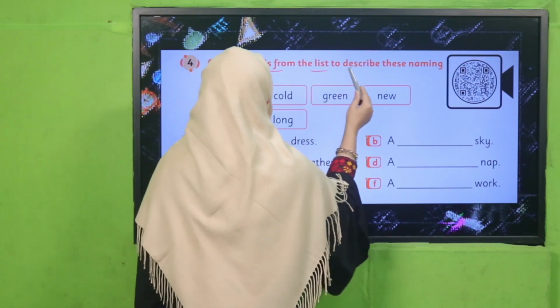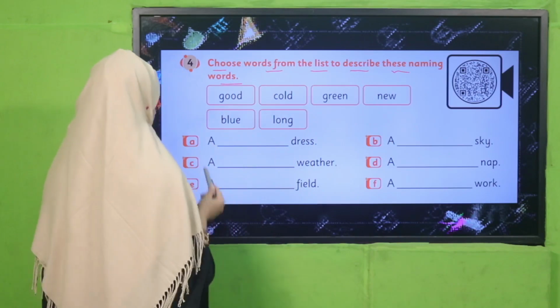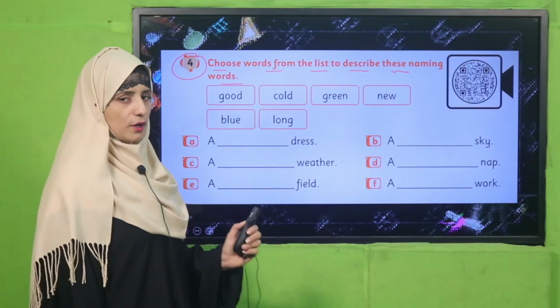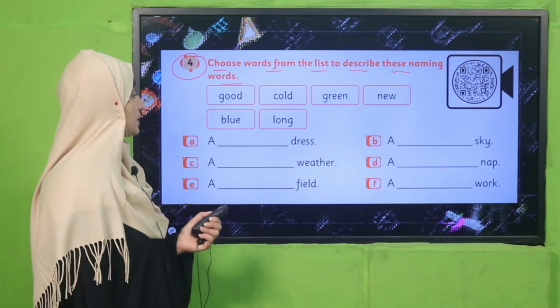You have to choose words from the list to describe these naming words on question number 4. So, you have to do that. So, perform this activity on your book. Good job. Welcome back. I hope you have done it.